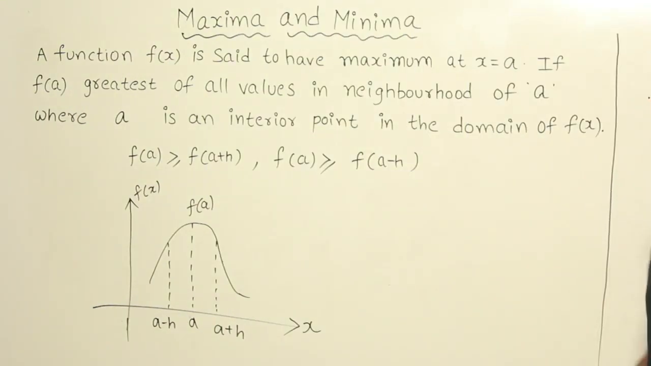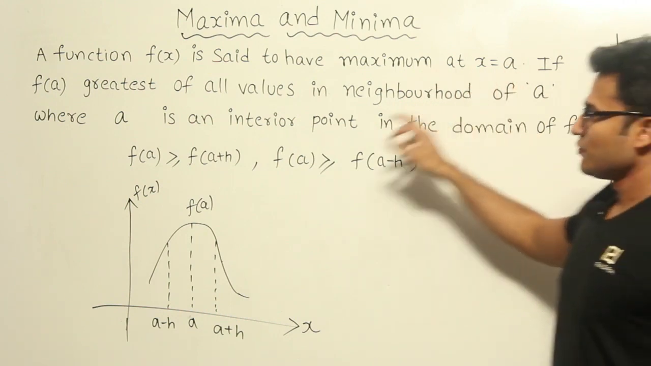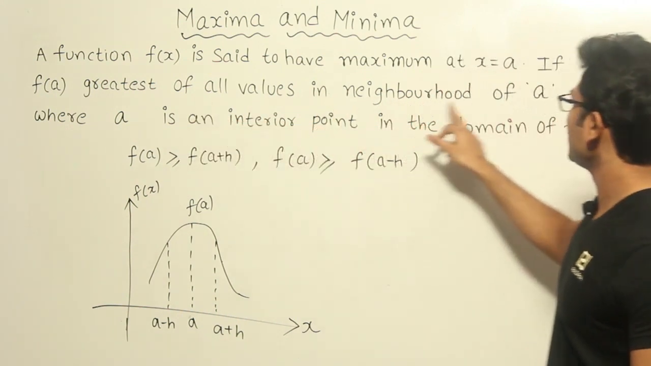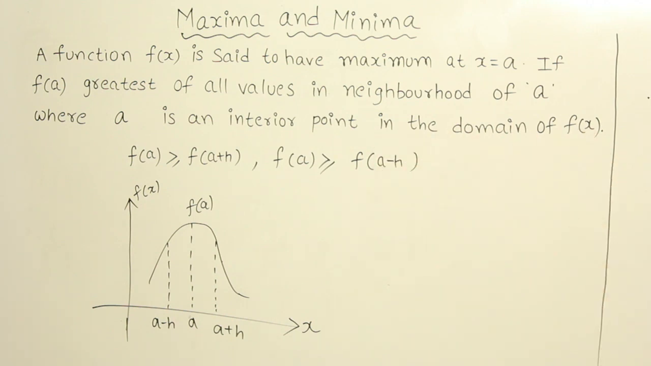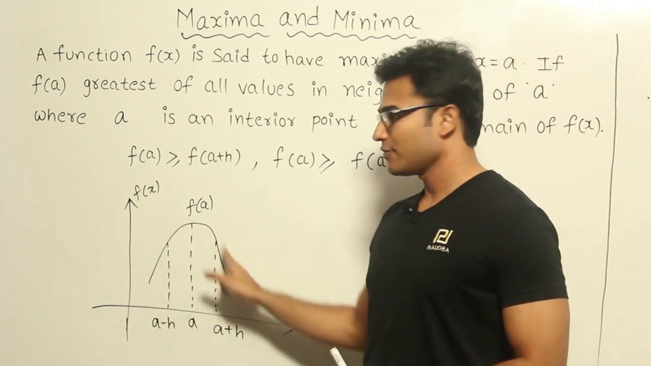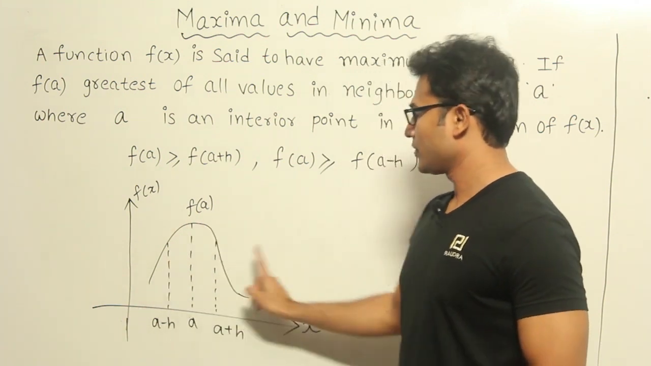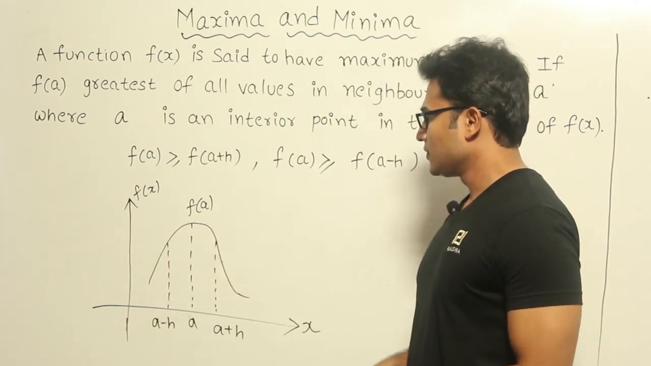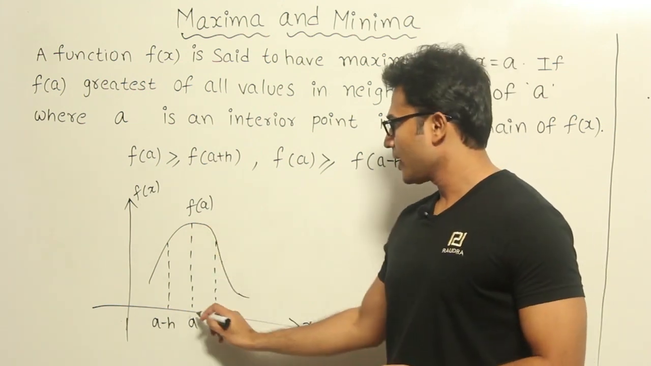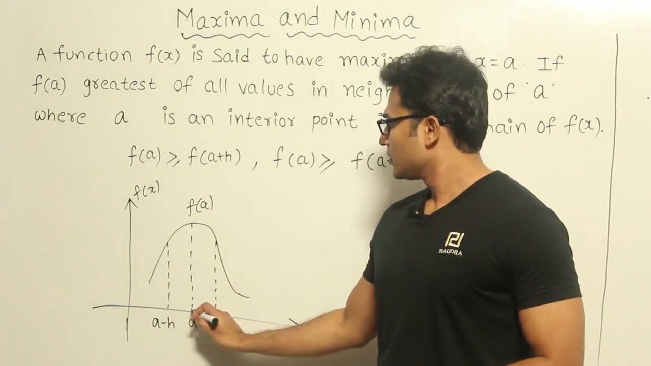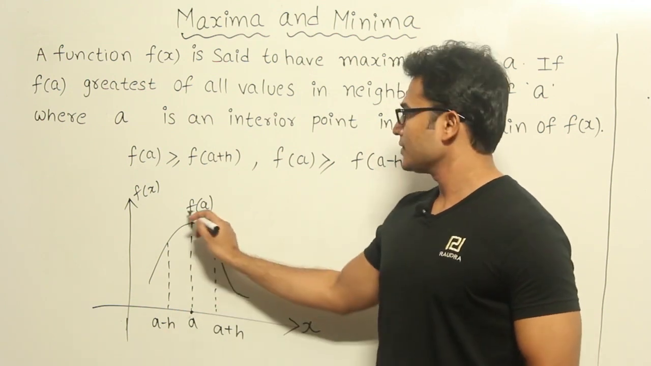Now let's see the topic of maxima and minima. A function f of x is said to have maximum at x equal to a if f of a is greatest of all the values in the neighborhood of a, where a is an interior point in the domain of f of x. Which means, if you look at this graph, let us say this is f of x. This curve is representing f of x, and now if you see a point for which the value of this function is highest, that point happens to be a. Got it? So at a, f of x is having the highest value. Let's call it f of a.